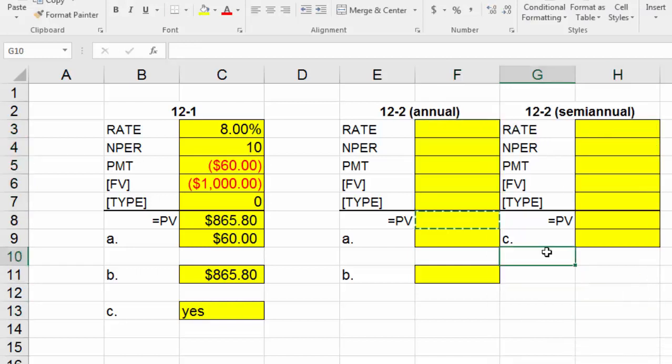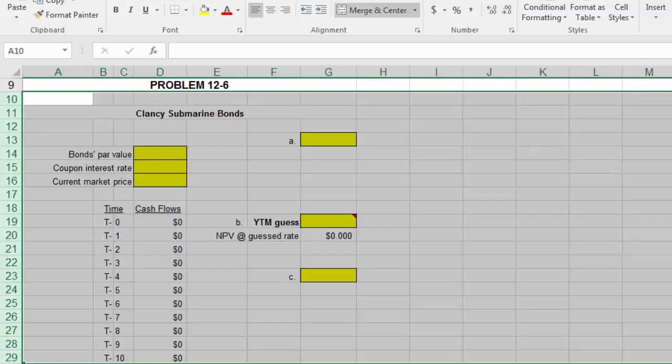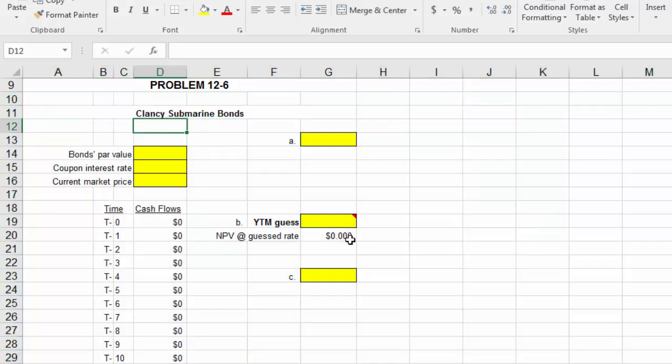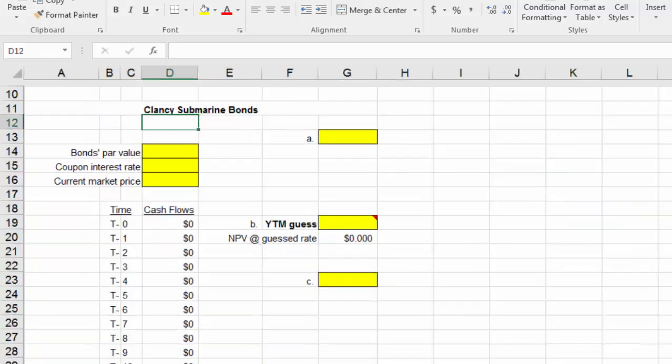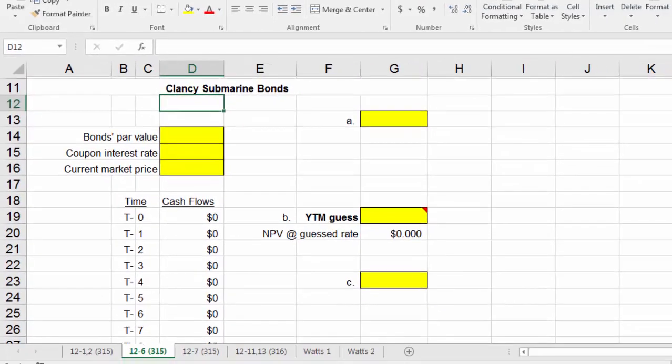And when you work that problem, you'll see that there's a slight difference in valuation based on that higher rate of compounding. All right, so I think you can handle that one. Now, let's move on to 12.6. And 12.6 and 12.7 are very similar, so I'll show you how to do it in 12.6 and then let you take a crack at it in 12.7.